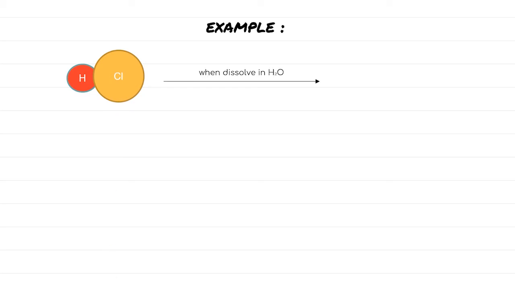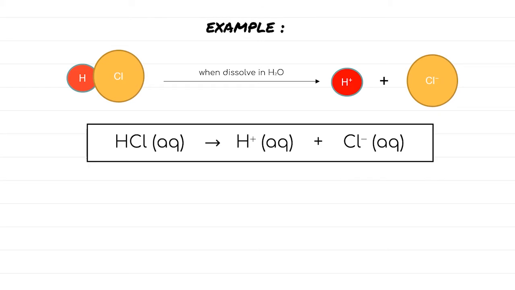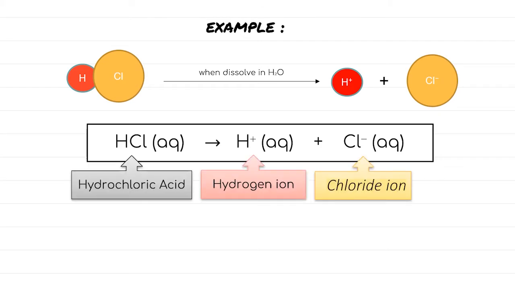Here we are going to look at the example. The example given here is hydrochloric acid. We see that it has a hydrogen ion and a chlorine ion. But what happens when it dissolves in water? When it dissolves in water, it will ionize and give hydrogen ion and chlorine ion. This is what proves the definition.